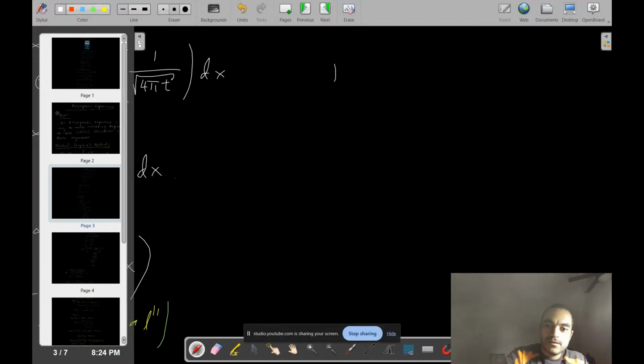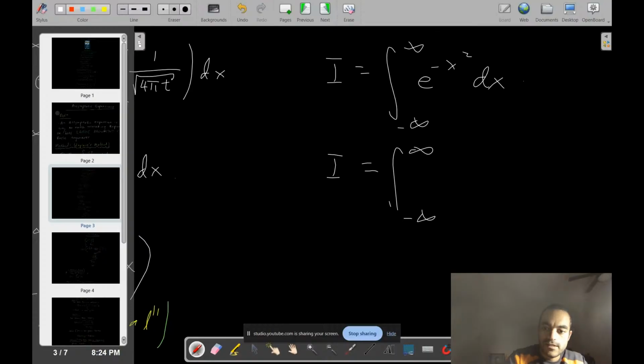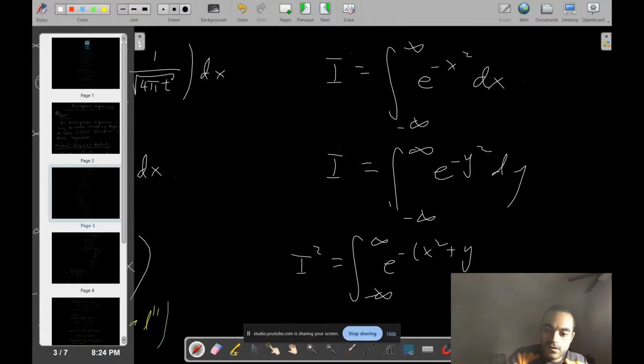Let's say I was equal to the integral from minus infinity to infinity of e to the negative x squared dx, the simple standard form. Then I defined another I as the integral from minus infinity to infinity of e to the negative y squared dy. Multiplying them together, I got I squared equals the integral from minus infinity to infinity of e to the negative whole power of x squared plus y squared, dx dy.